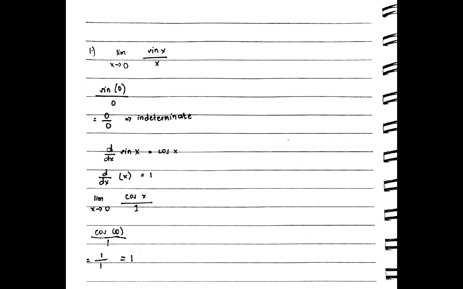Now we need to apply the limit again. So we have cosine 0 over 1. Since cosine 0 is equal to 1, we have 1 over 1, which is equal to 1. So the limit of this function, sine x over x, is 1.